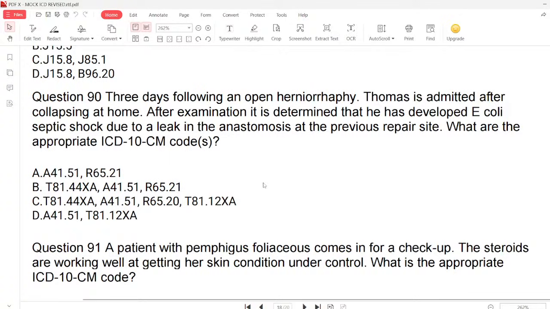Shrija, correct answer, dear. The previous question 89, option B. Okay, Akash.